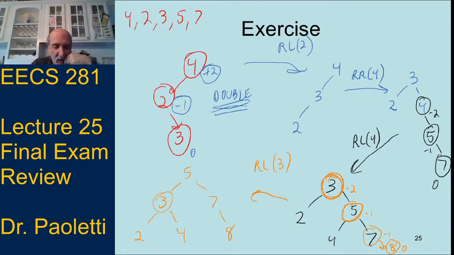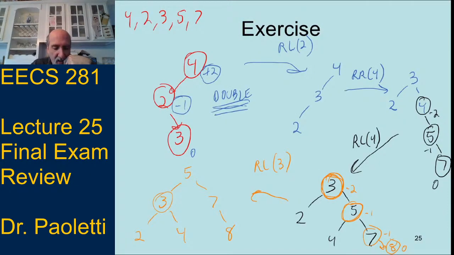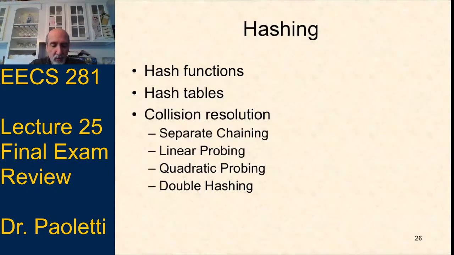And then you could continue on from there. We could insert 9, etc. 9 would produce a rotation, and we'd end up with a perfectly balanced tree, and then we could do 2 more insertions, etc. So do that for practice.